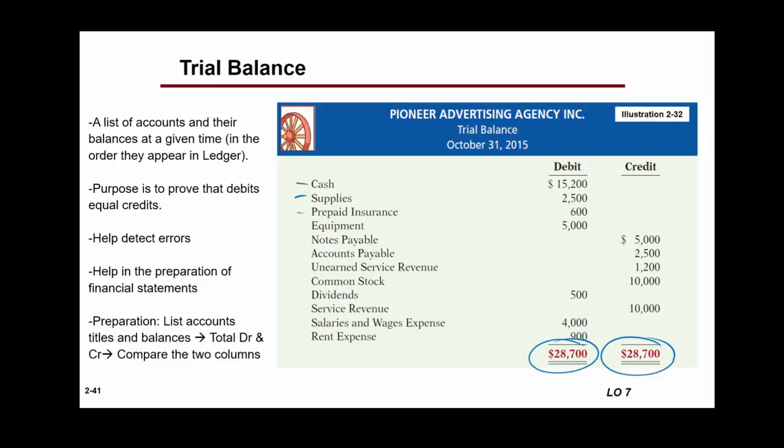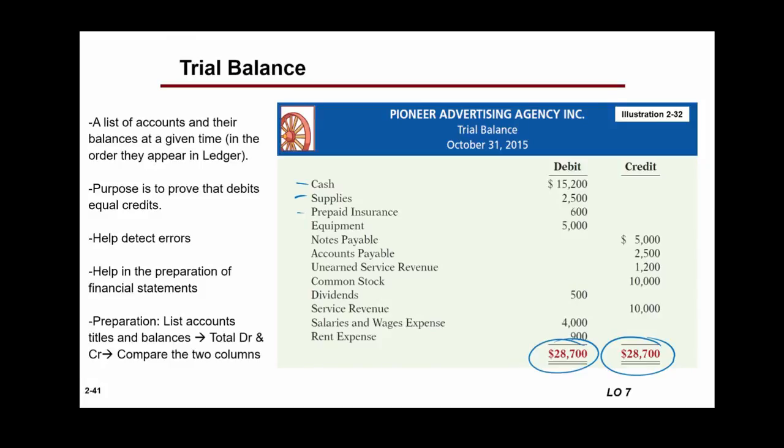fix it. So let's say by mistake, instead of putting equipment under the debit, you put it here under credit. The numbers will not be equal. So this would tell you that something happened here, try and fix it. We'll talk about that in a second.